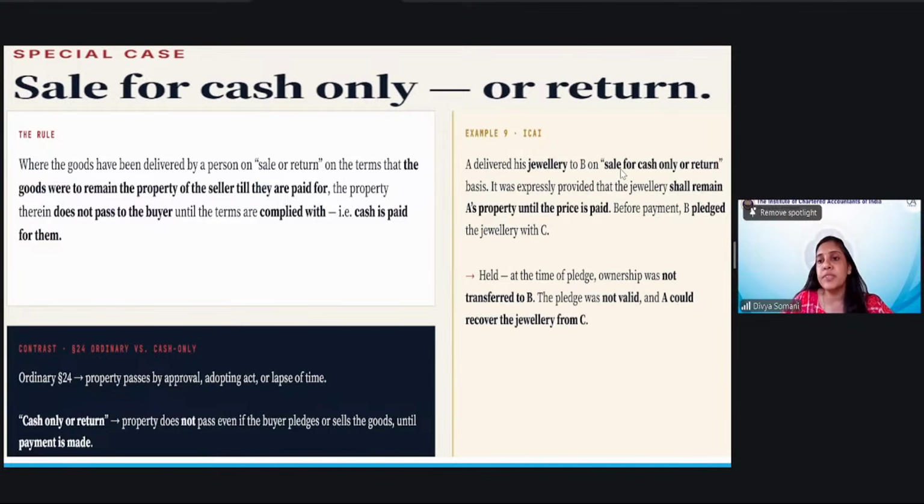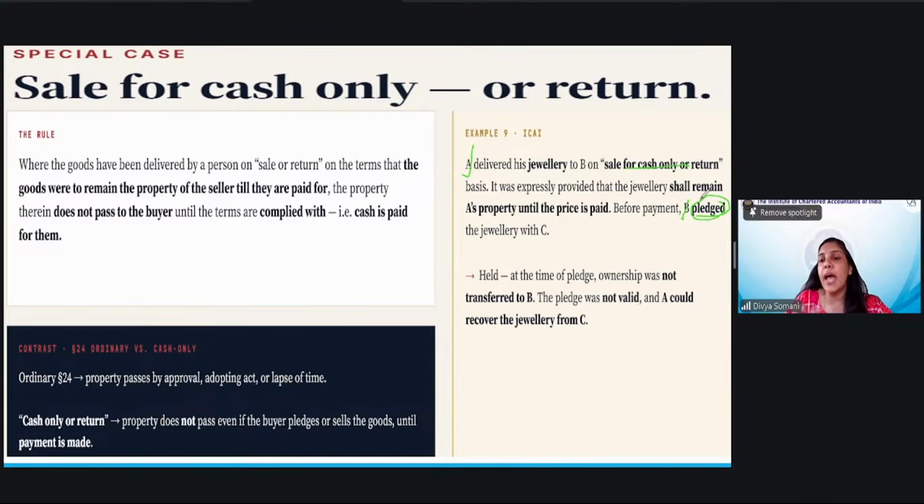But if this particular line, sale for cash only, is removed, then it is sale on return basis. Suppose it is sale on return basis, then in that case, if this person passes on the goods to another person, then C will have the ownership rights. And C has become the owner, therefore A can recover the payment from B also. So that is what normally happens. In this case he has pledged. In case of pledge, obviously the ownership does not pass to the other person, but it gives A the right to receive the money from B. In that case, the sale has happened.